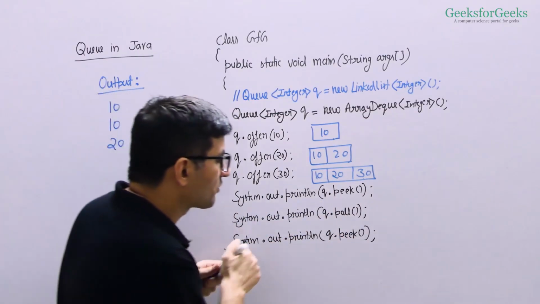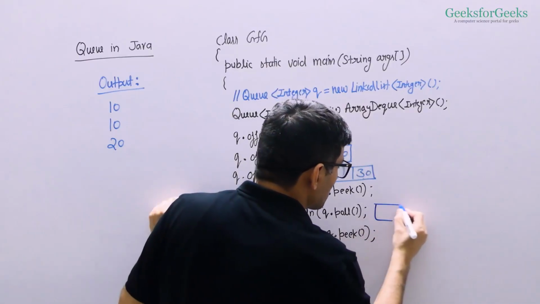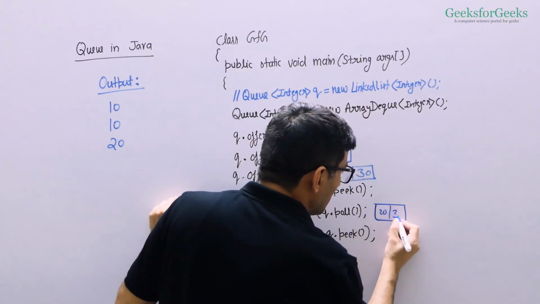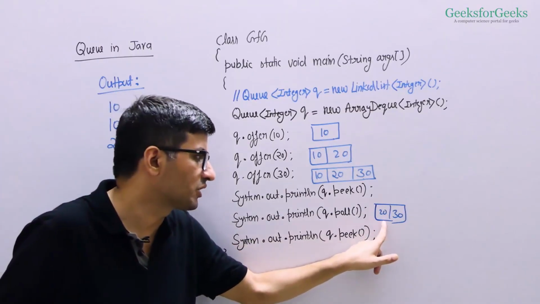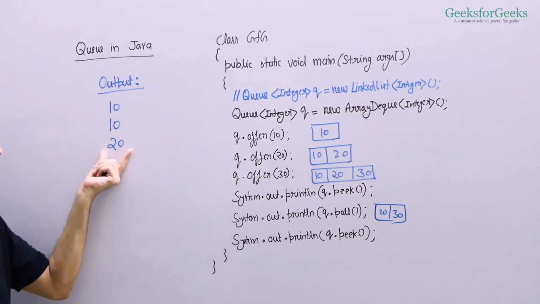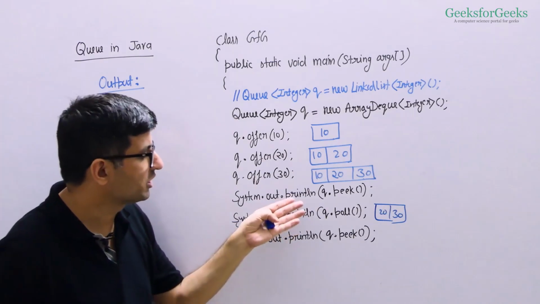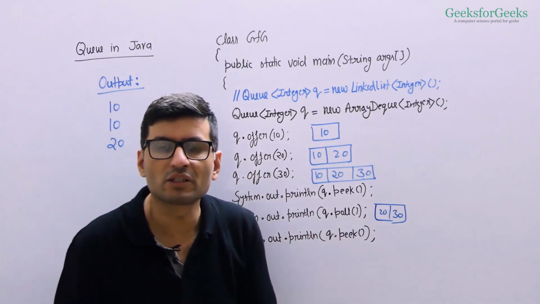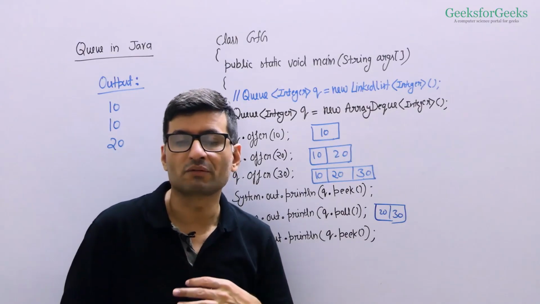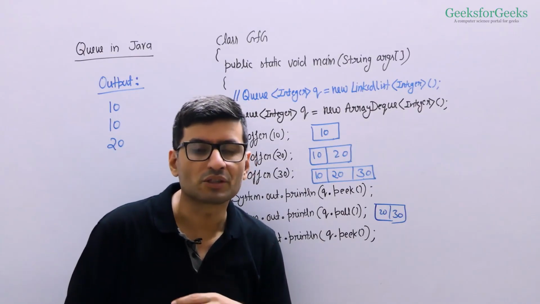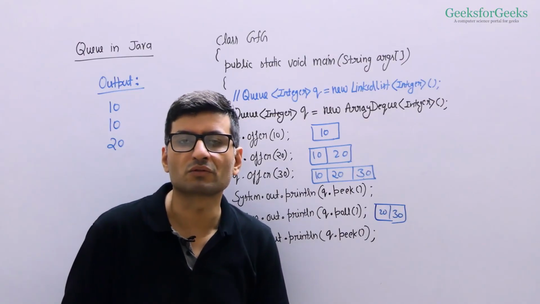Now after you have called the poll function, your queue has 20, 30 only. Now if you call the peek function, you are going to get the first item of the queue, which is 20. So the next output is 20. So we have talked about these functions: offer to add an item, peek to know the first item, and poll to remove an item. When you add an item, it is added at the last. When you remove an item using poll, it is removed from the first.